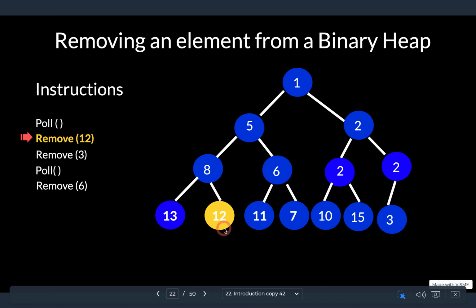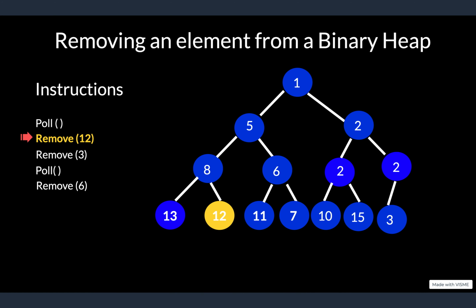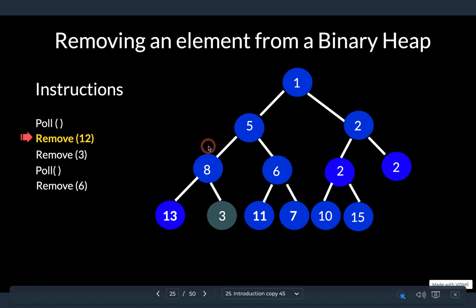Once we find 12, then we can swap 12 with the last element in the priority queue, which is 3 in this case. So we can just swap it like that. We can remove 12. And if we check this, we are not satisfying the binary heap property anymore because 8 is greater than 3. So we have to swap these two like this.